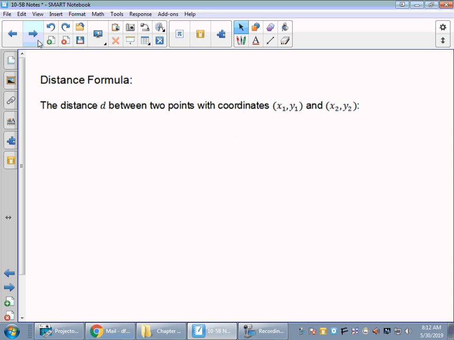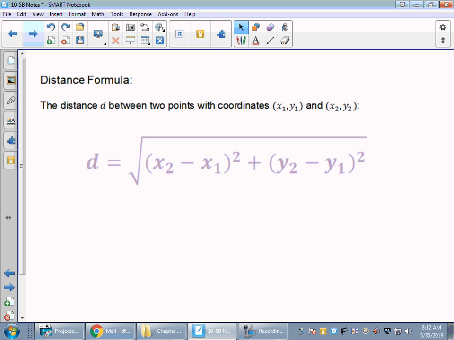Let's skip over this one and go to the distance formula. All right, so the distance formula. This is the distance between 2 points, (x1, y1) and (x2, y2). So what is the distance formula? It's another way of doing it. You have d equals, d for distance, and the square root. It's a giant square root, with x2 minus x1 squared plus y2 minus y1 squared.